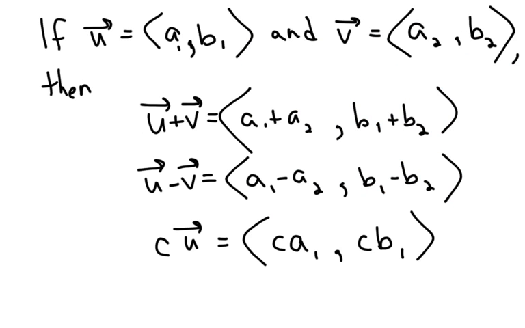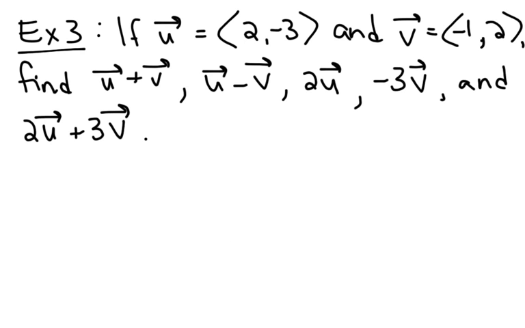I mentioned earlier that vector properties follow all the properties of real numbers. So if you want to add two vectors, just add their x components, add their y components. You want to subtract them, subtract the x components, subtract the y components. You want to multiply a vector by a number, distribute that number to everything inside the component form. So, very quickly, if vector u is 2, negative 3, and vector v is negative 1, 2, we want to find u plus v, u minus v, 2u, negative 3v, and 2u plus 3v.